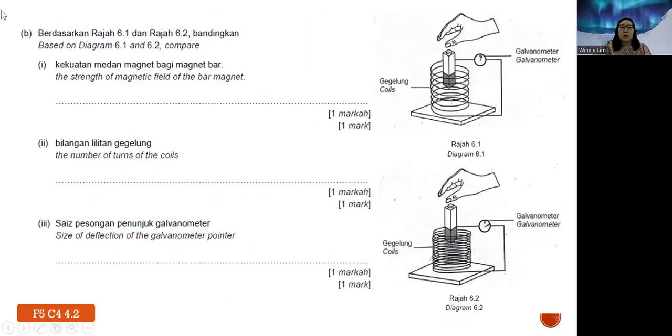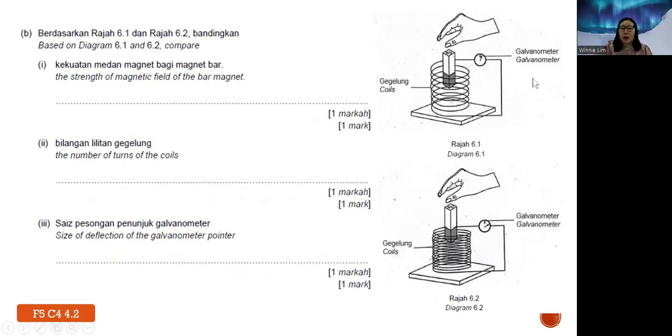Okay, move on. Based on both diagrams, they want you to compare the strength of magnetic field of the bar magnet. So are they using more magnets? No, right? Or bigger? No. So basically, they are supposed to have the same strength. So the difference between these two diagrams is what? The number of turns of coil. Which one has more? 6.2. So you will say number of turns of coil in 6.2 is more.